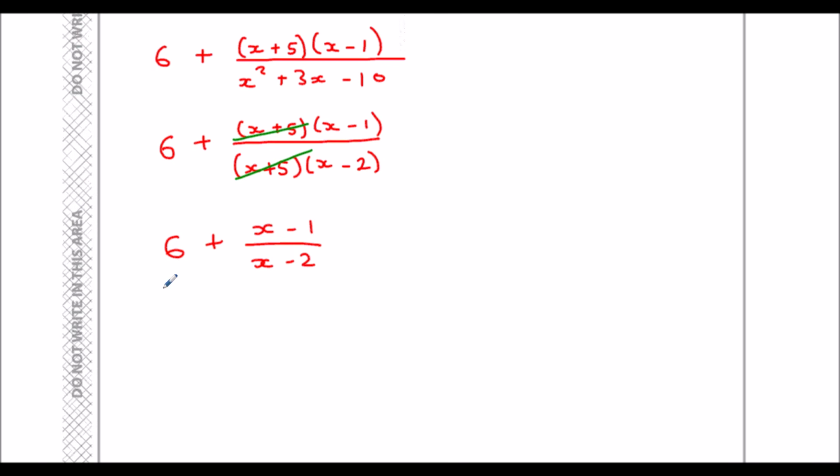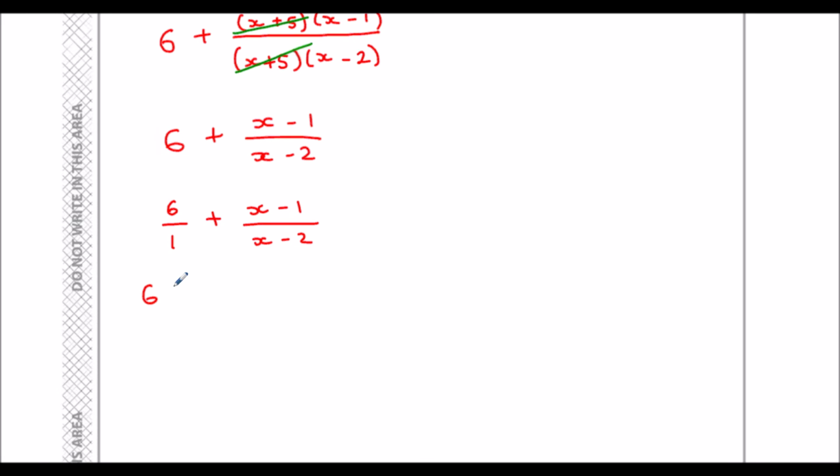And now we need to add these together. Again, like we did previously, this is adding fractions. At the moment, 6 is 6 over 1. And we need to add fractions. In order to add fractions, we make the denominators the same. So we can multiply the top and the bottom of 6 over 1 by x minus 2. So let's multiply the top by x minus 2. 1 times x minus 2 is x minus 2. So now we've got two fractions with the same denominator, so we can add them together.